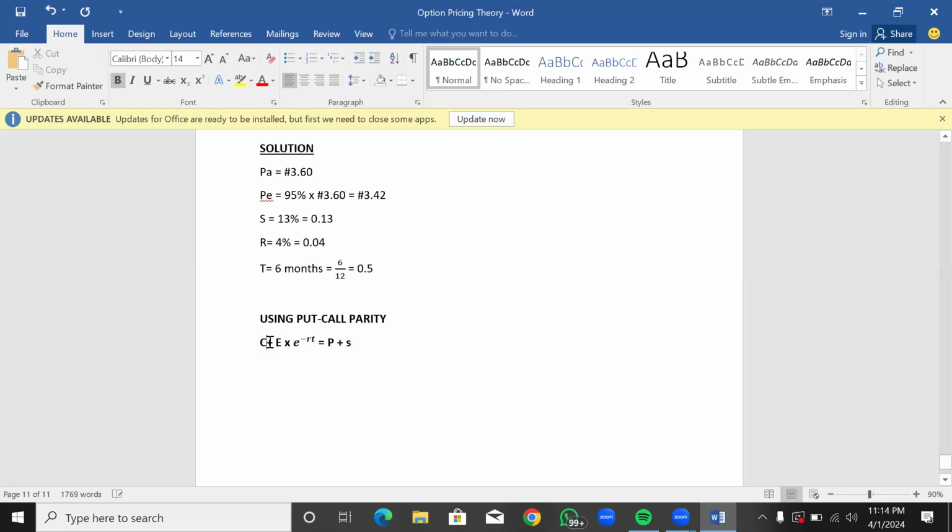Okay, so these are our put-call parity formula. Now what we are trying to do is solve for put, so we are making put our subject of the formula. Put now equals what? Our call plus our exercise price times exponential minus RT, minus our stock price.